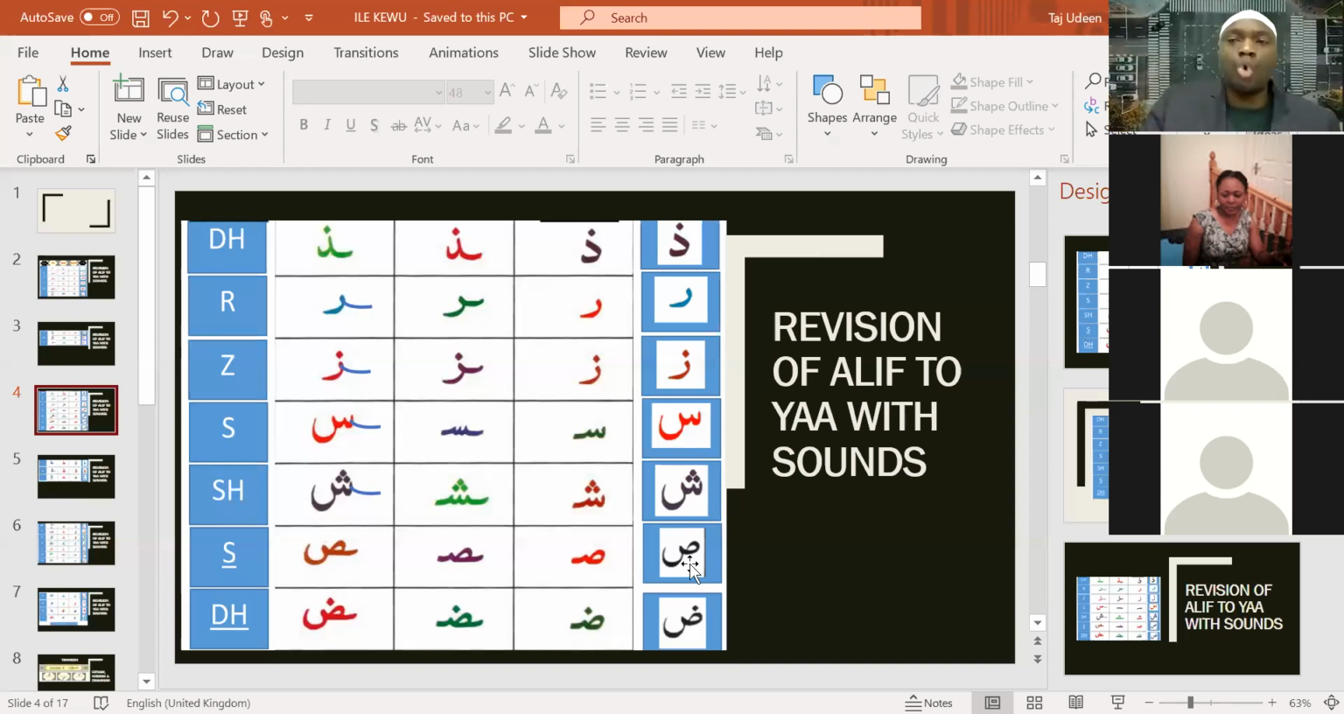Then the next is Sad. Sad is different from Sin. Sin, spread. But Sad, circle. Sallallahu alayhi wa sallam. Sad is also a long letter that has a tail. You delete the tail part and make it a circle. Then Dad.